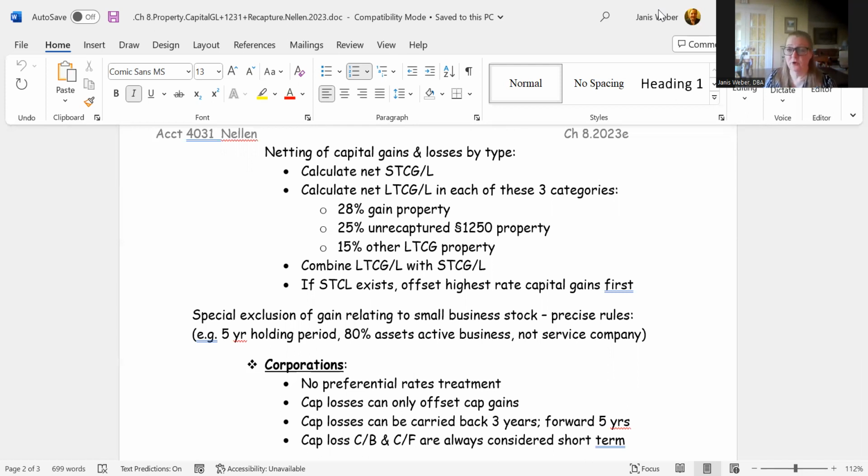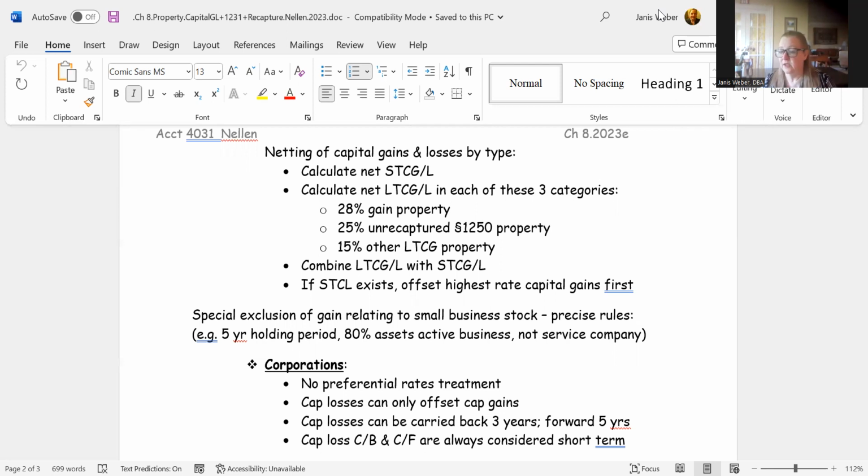Okay, so what you're going to do is calculate the short-term capital gain or loss, and you set that number aside. Then you're going to calculate the long-term capital gain or loss into 3 different categories. One would be the assets that are going to be taxed at 28% gain. And then the second group would be the assets that are at 25%, or unrecaptured Section 1250. And we'll talk about that some more, 1250 being the real estate assets. And then the third category would be 15% other long-term capital gain property.